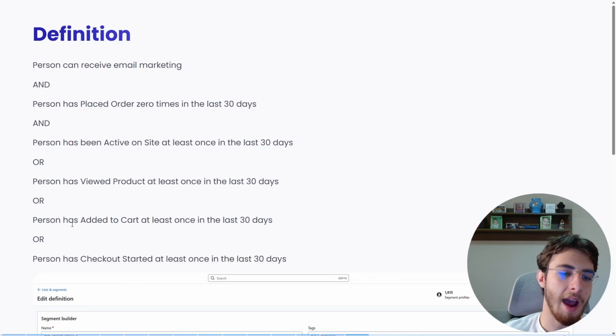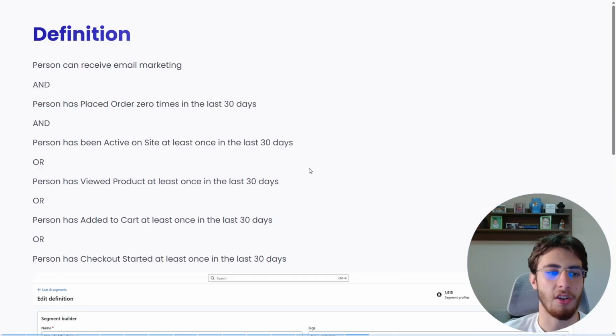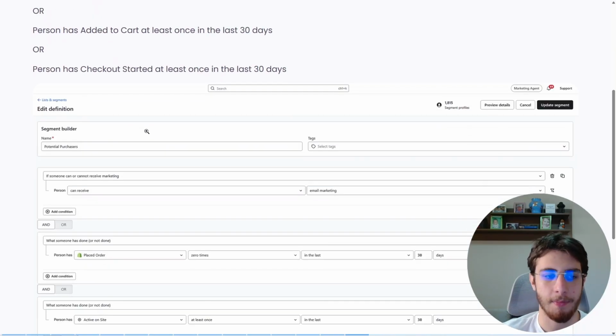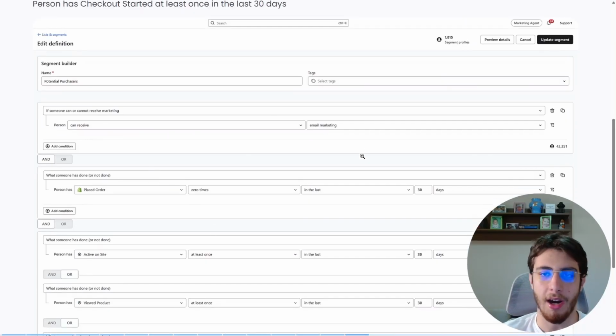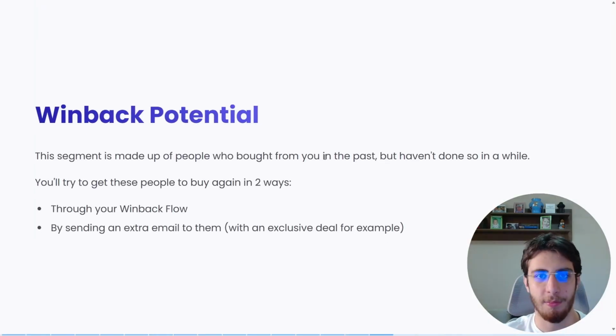Again, you could say, if they added to cart, they obviously have been active on site, but again, same thing. Let's just make sure there are no holes that these people can slip through, because they're very valuable, because they're near purchase. Again, screenshot from Klaviyo of this entire segment. You can go ahead, copy and paste it, grab the doc in the description again, completely for free, no need to opt in, it's free for you.